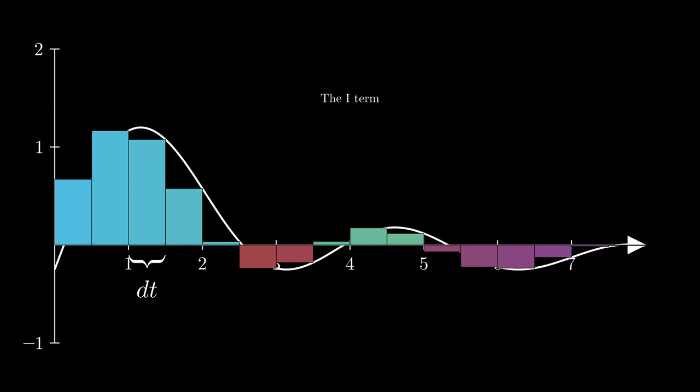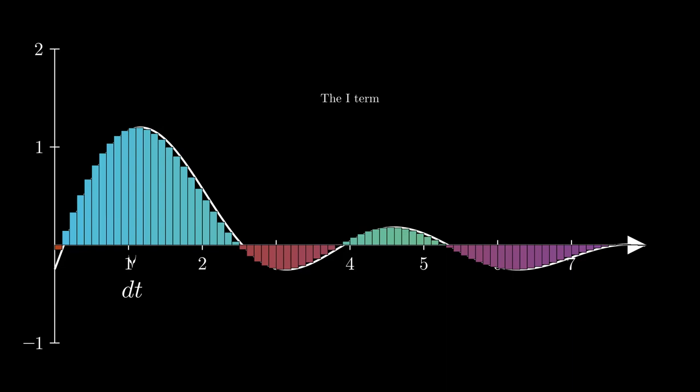For larger values of dt, the approximation is not great. There's a lot of empty space not covered and a lot of extra space where there shouldn't be. To fix this, we can decrease the interval dt. For smaller and smaller values of dt, the approximation of the integral becomes better and better. From this, we can derive this part of the equation.